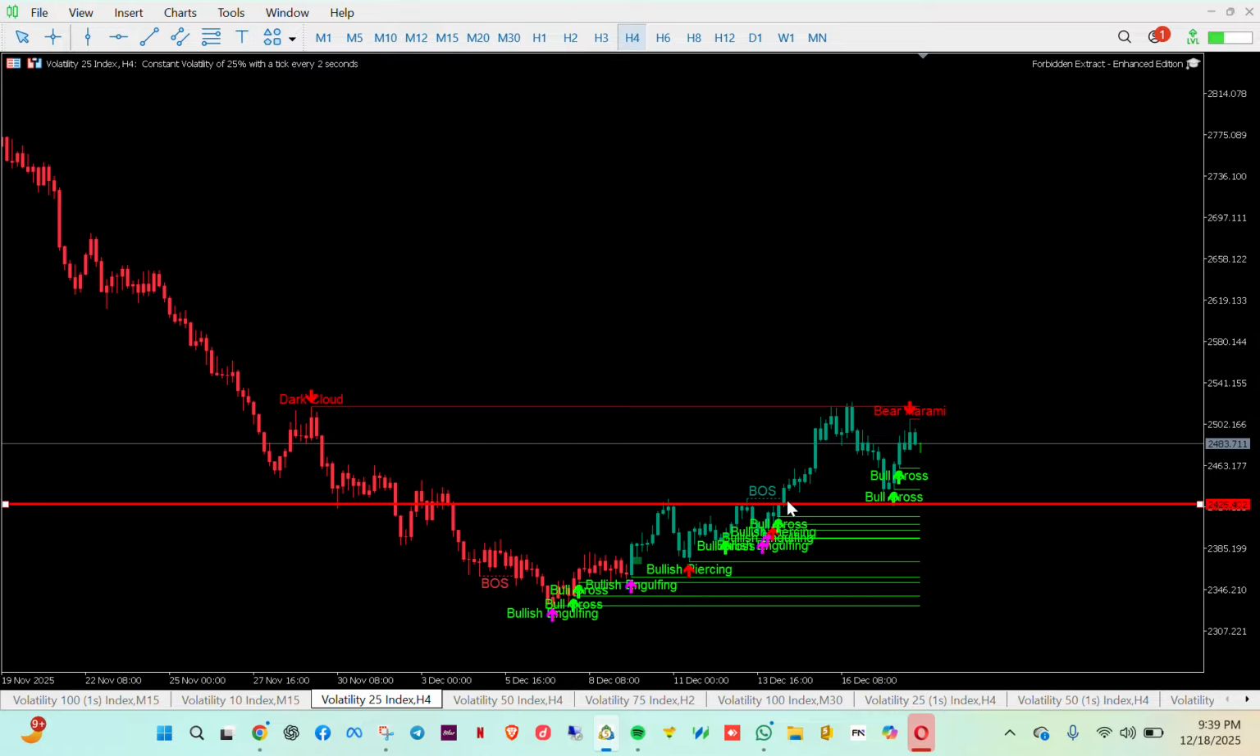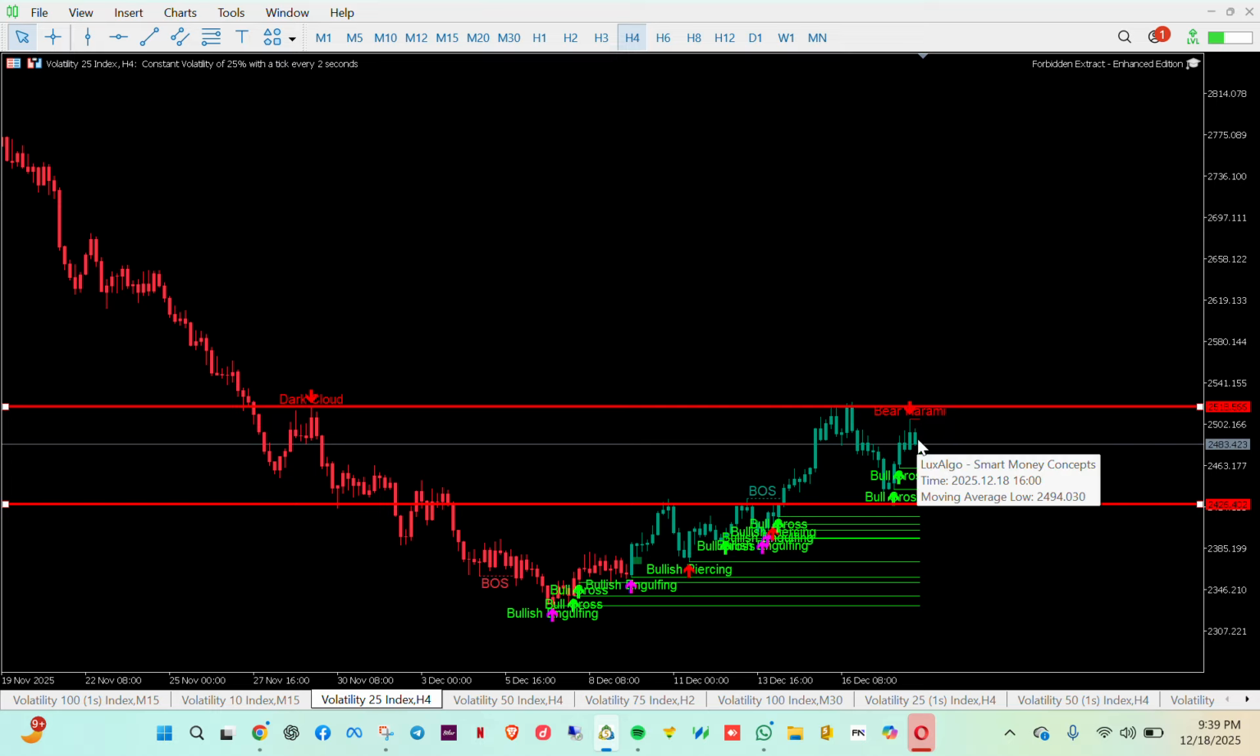All you need to do is, you don't need to rush. If you miss this buy that you are seeing here, you don't need to rush. Wait for the market to return back to the zone where the market broke structure, and then you buy from there. Then you target this last high. So if the market gets here, then you take your profit.